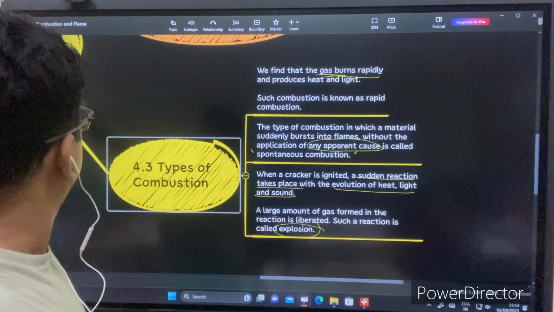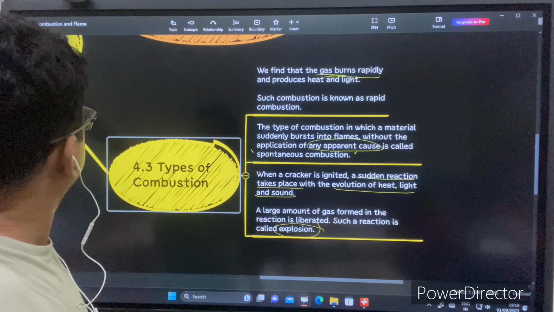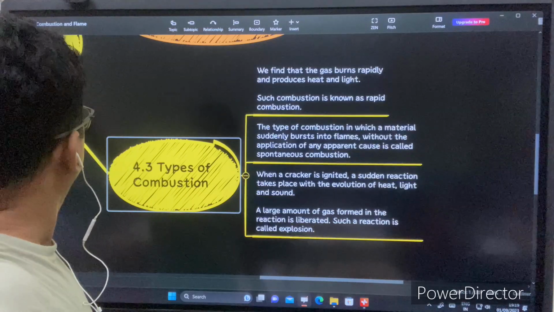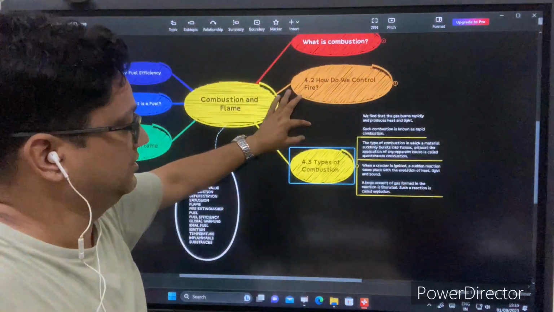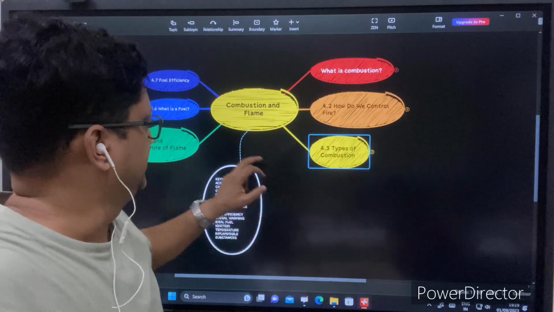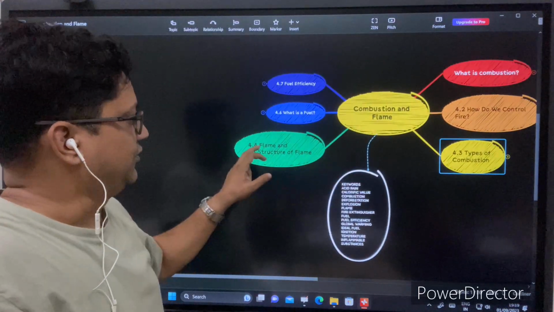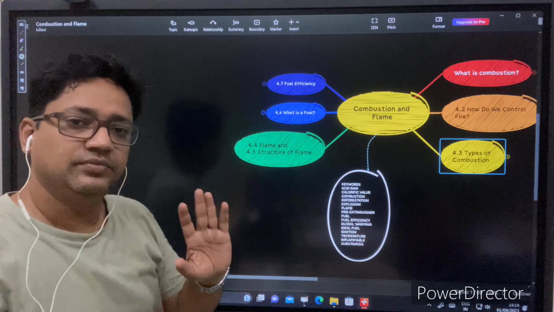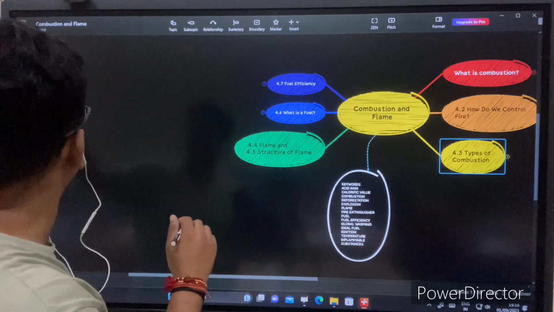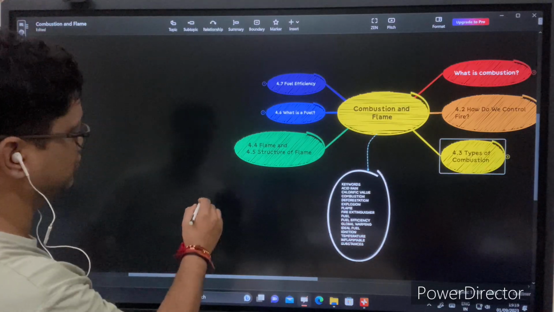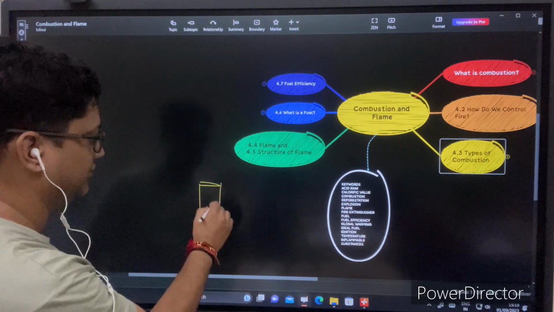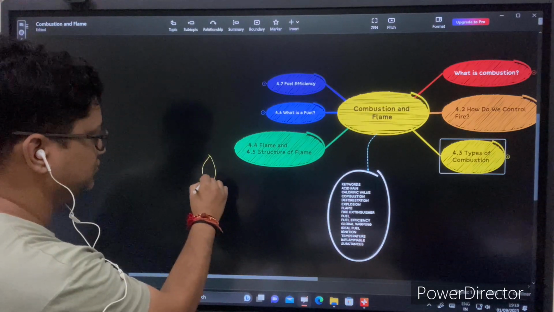Coming to the next point, let me erase the extra lines that we have drawn. For the flame and the structure of flame, this is the only diagram that you have to study from the examination point of view, which has three zones. Suppose this is a candle which is burning, and there are three zones of the flame.